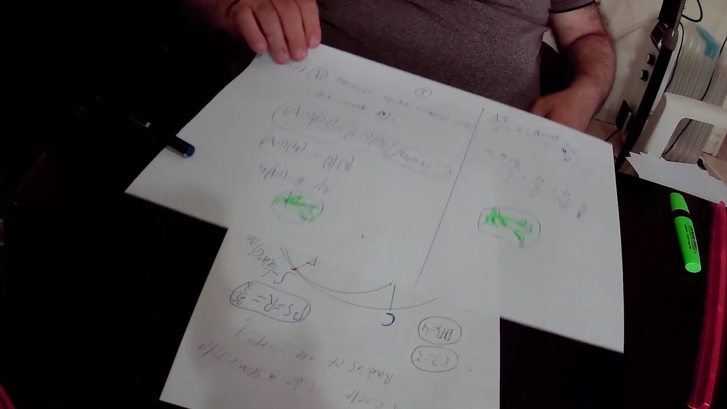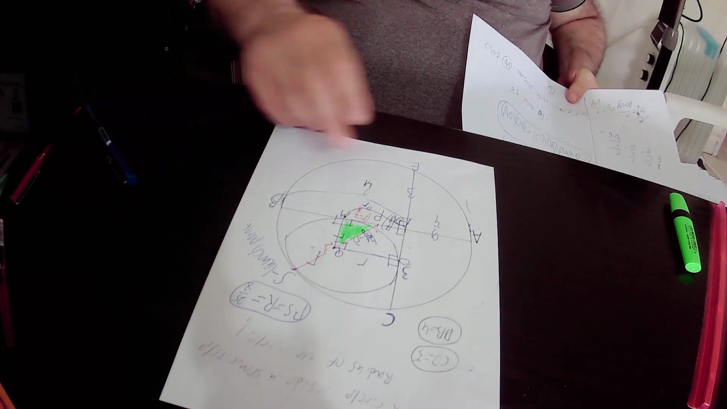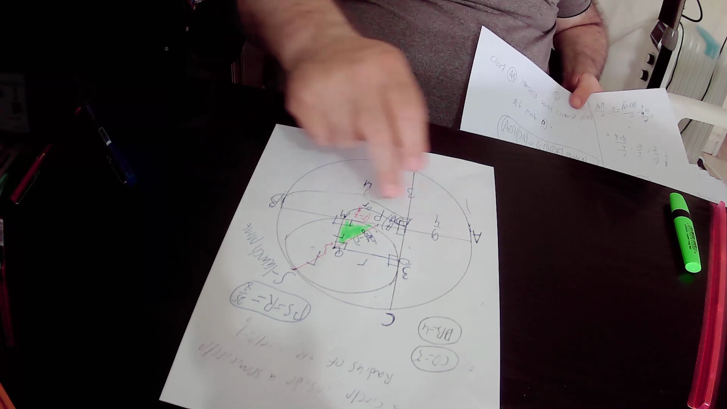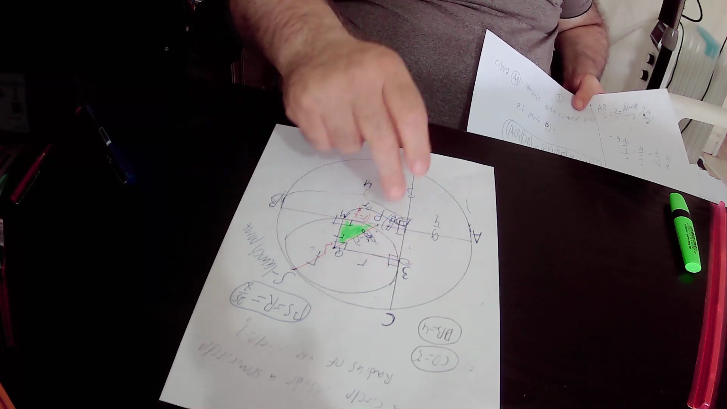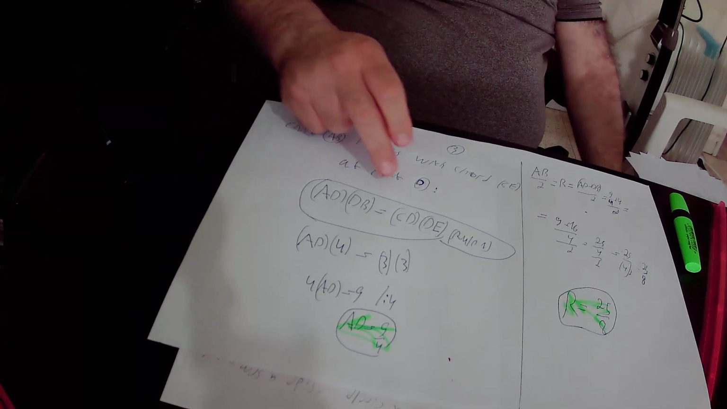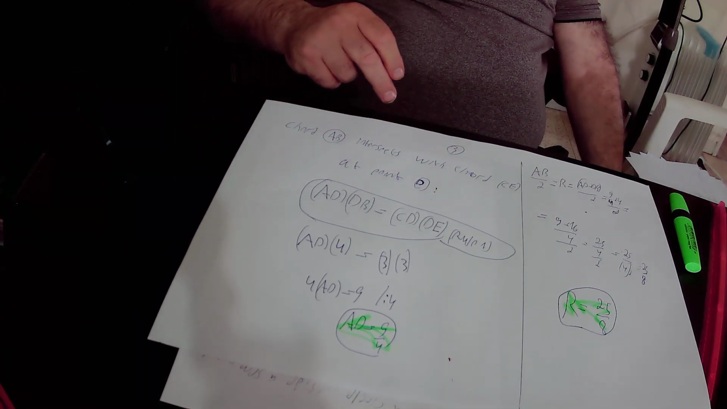Therefore, according to rule number 1, we get that AD times DB equals CD times DE. Again, AD times DB equals CD times DE, according to rule number 1, of course.